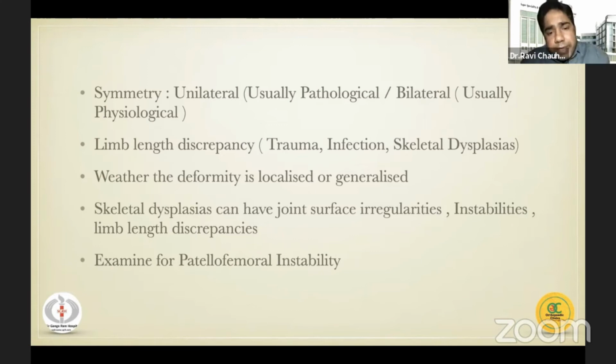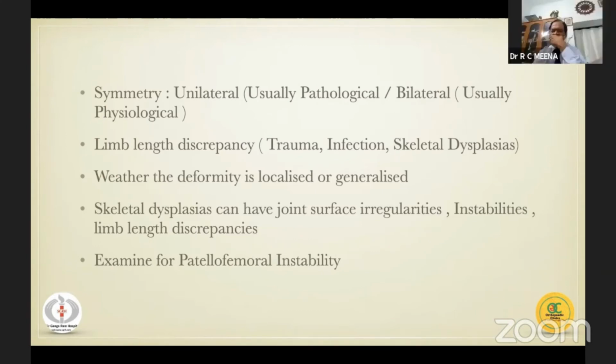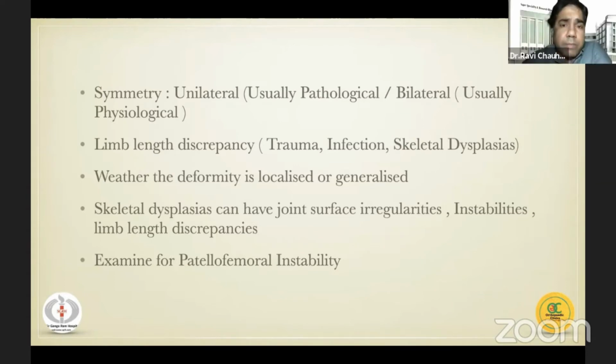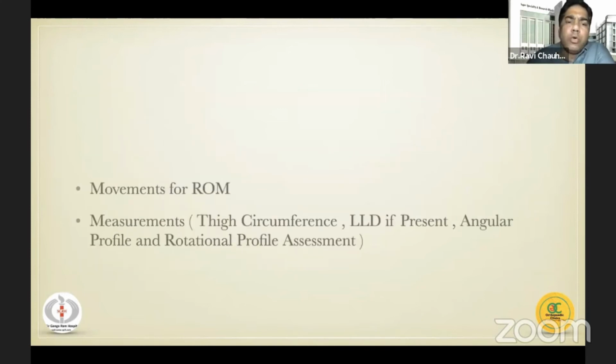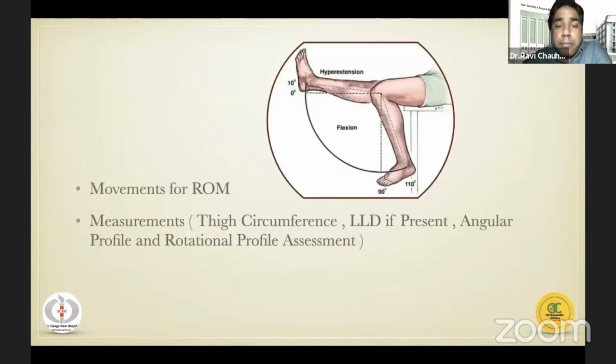During palpation, there can be joint surface irregularities, instabilities, and discrepancies. Examine for patellofemoral instability. It is also important because it is one of the complications of genu valgus. Then movements for the range of motion. Measurements like thigh circumference, limb length discrepancy, angular profile, and rotational profile assessments.